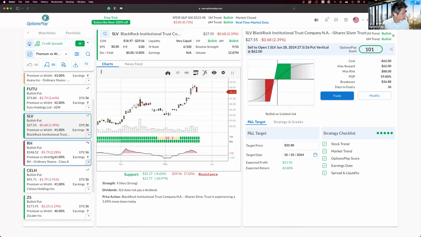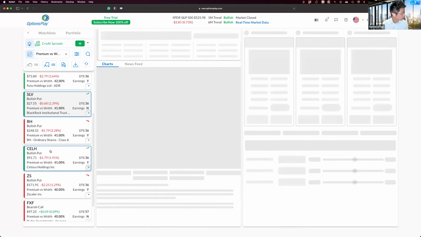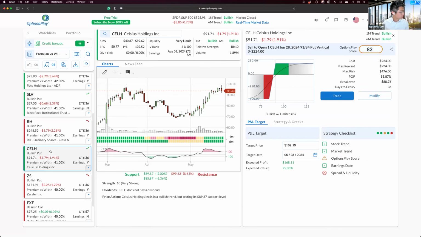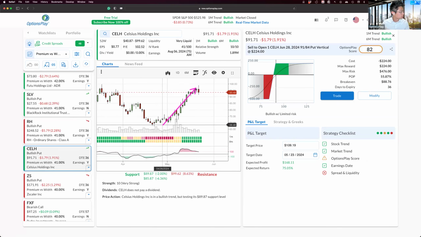Here's another one on Restoration Hardware. Here's Celsius Holdings. Let's take a look at Celsius Holdings. If you guys like kind of the AI play, Celsius Holdings, as you can see, recently moved higher here, pulled back to this $91 level. Perhaps you think that is an opportunity to break out here.